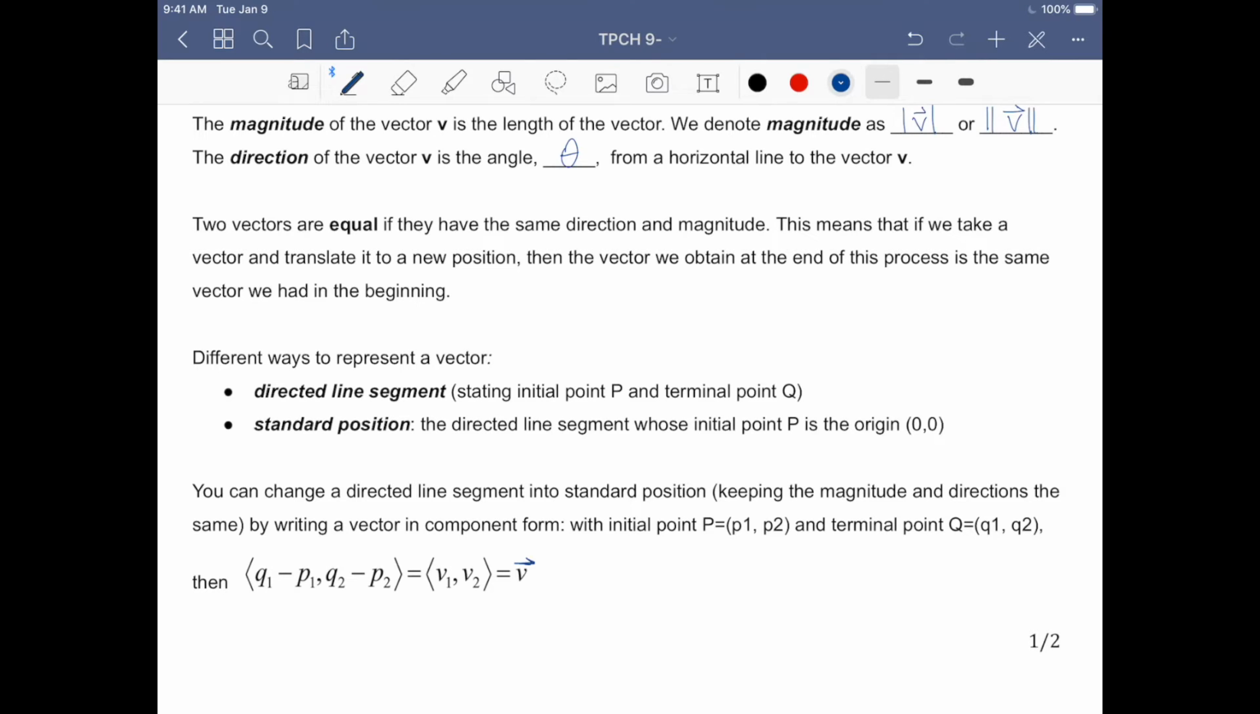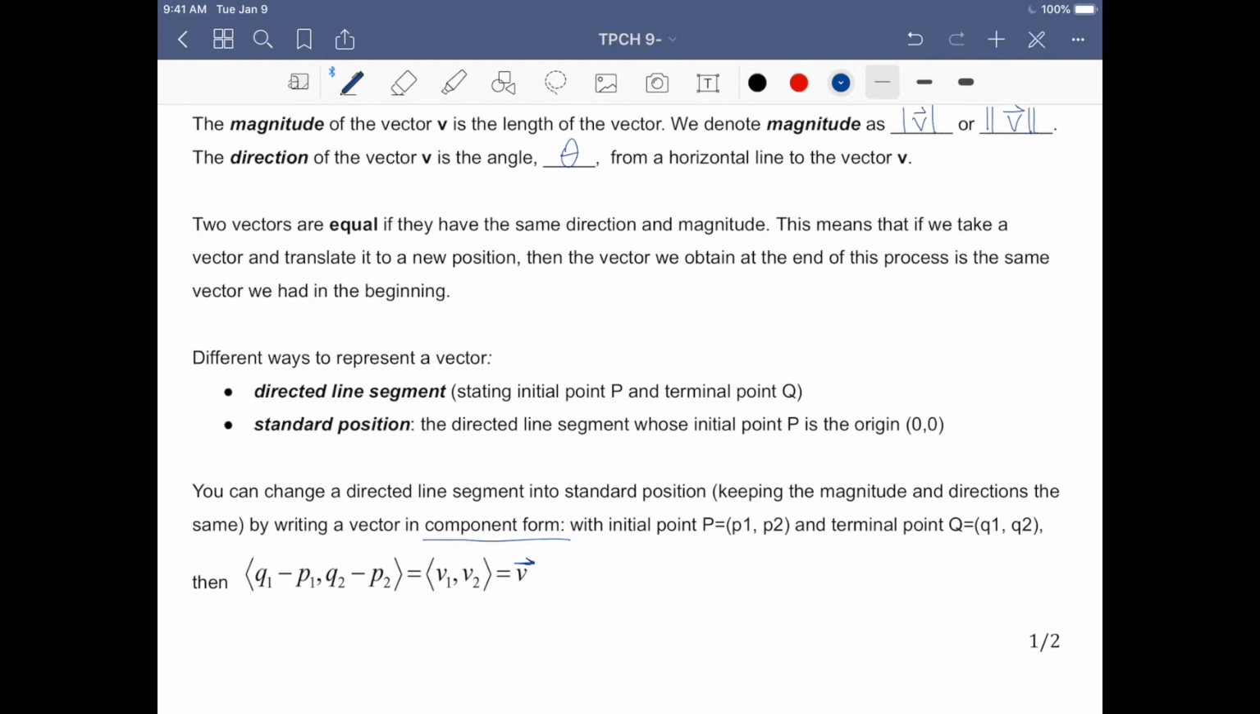You can change a directed line segment into standard position, keeping the magnitude and direction the same, by writing a vector in component form. I'm actually going to underline that because that's another vocabulary word we must know. Where the initial point is P1, P2, and the terminal point is Q1, Q2, you subtract those components, the x components and the y components. So you get Q1 minus P1 for your x component, and Q2 minus P2. That's going to become your V1, V2, and that is going to be your vector.